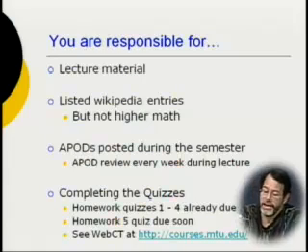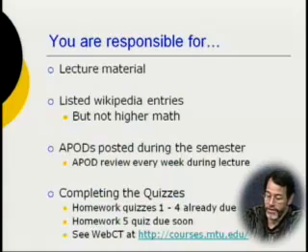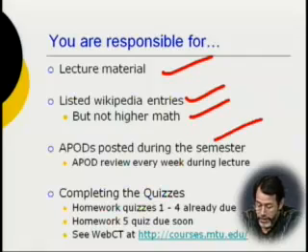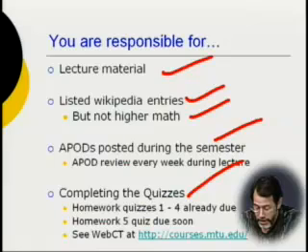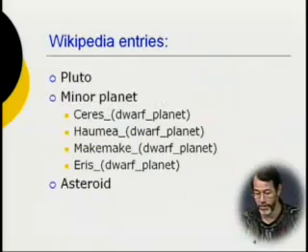So, once again, I need to put this in every lecture in case people don't get it. What you're responsible for, this lecture, the listed Wikipedia entries, but not the higher math, the astronomy pictures of the day, and the way you get credit is by taking quizzes, the midterm and the final. So 1 to 4 should already be due. 5 will be due soon. Actually, there was a glitch in 5 being released, so 5 is actually going to be extended longer than before. Still, many people have taken it, but it's going to be available longer. Go here to find out more.